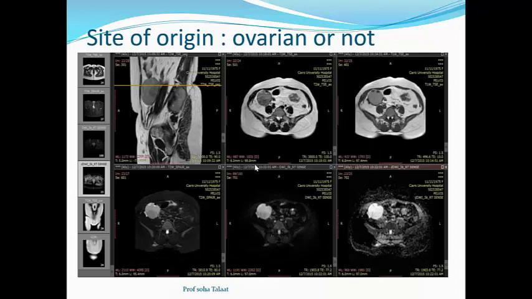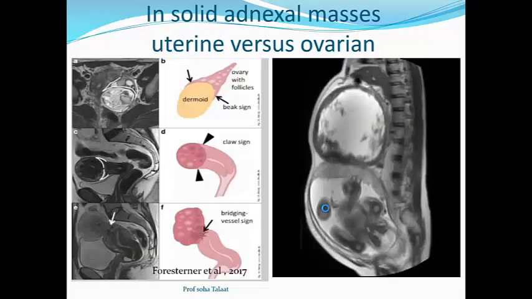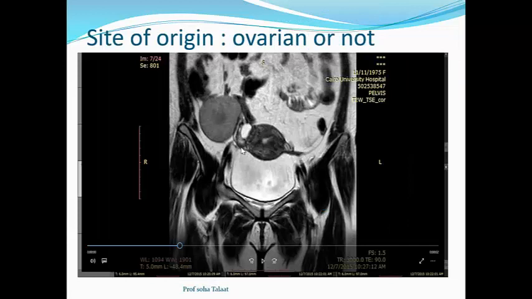Again, site of origin, ovarian or not. Here we have a complex cystic lesion with multiple papillae, very much simulating a serous or mucinous cystadenoma. With multiple papillae here, it is very much mimicking an ovarian lesion. But on reviewing the different images, we find that the normal ovary is seen separable from this mass. So it is not ovarian. The pathology was peritoneal mucinous cystadenoma, one of the differential diagnoses we mentioned in the adnexal region.